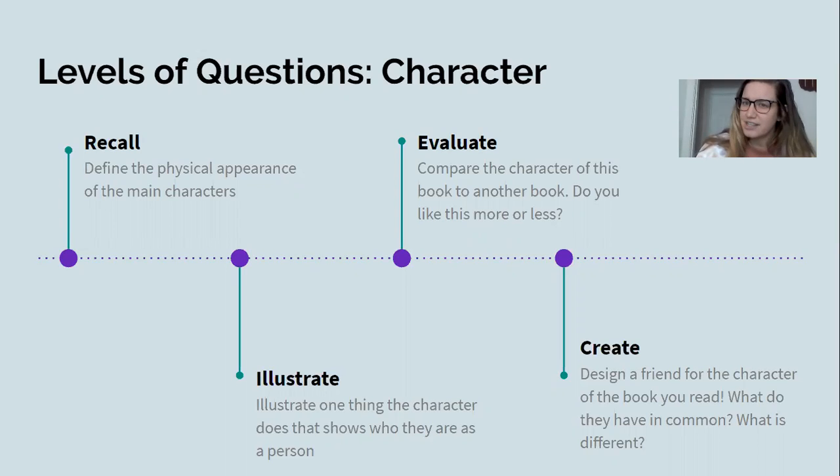Now, we have to start to think, what do friends have in common? What do friends have that are different about each other? We're going to take what we just read, we're going to take the character and apply it to the highest level of thinking, which is creating somebody that is a great friend to our character. So once again, we got our plot ladder over here. Now we've talked about the character ladder. You can design a friend however you want to.